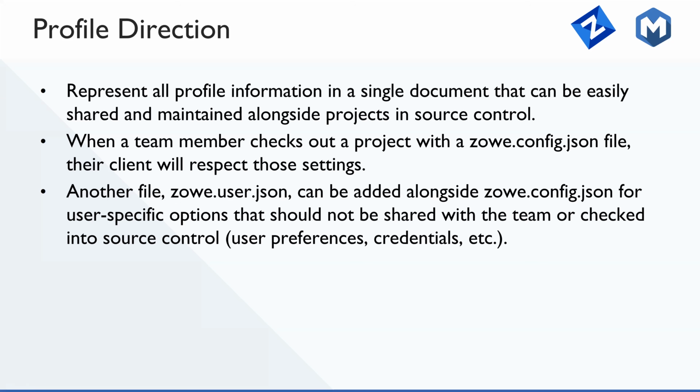However, different users may have user preferences or things they don't want to store in source control, like credentials. And there will be another file. I propose the name to be zowe.user.json. It may change. It could be added alongside that zowe.config.json for user-specific options. Again, you might not want to share some things with the team, and you may not want to check some things into source control.